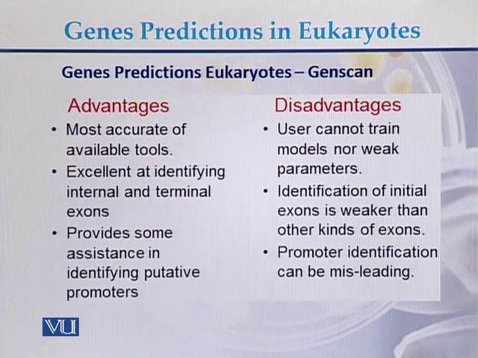There are some advantages and disadvantages. It is the most accurate of the available tools, but the user cannot train the model or tweak parameters. So this is the comparison between the advantages and disadvantages of the tool called GENSCAN, which is used for gene predictions in eukaryotic genomes.